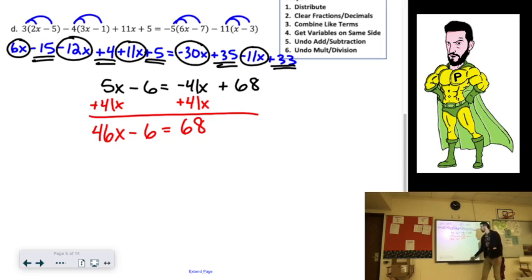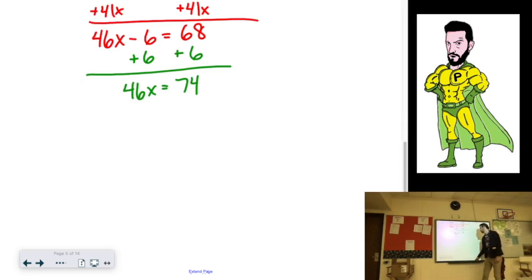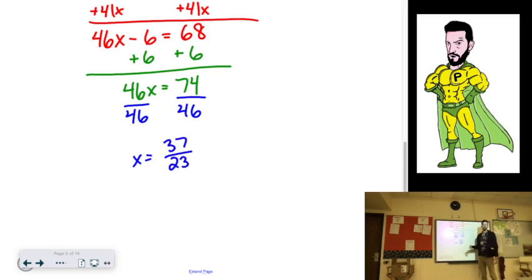All right, we're gonna add the 6. 46x equals 74. And you know we're going to divide by that 46. Now these are both going to be even numbers, so we could easily divide them by 2. Half of 74 is 37, half of 46 is 23, and then there's nothing that goes into 37 and 23 except for 1, so you can't simplify that.